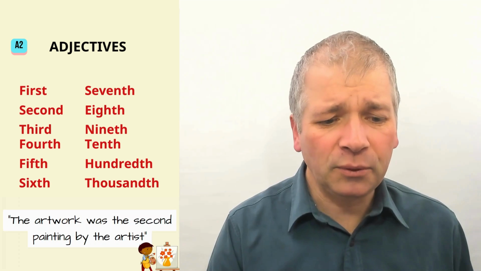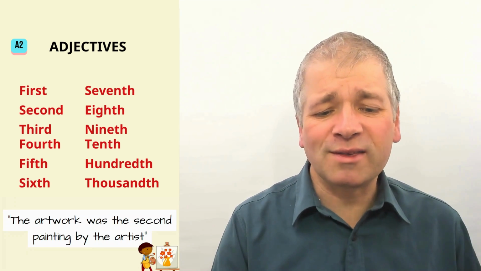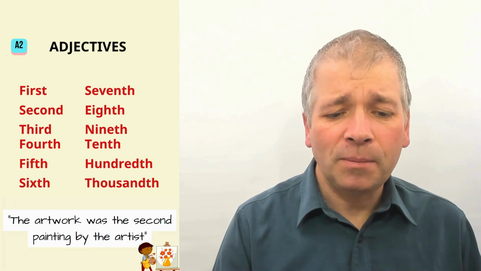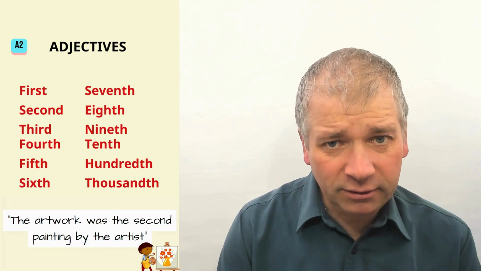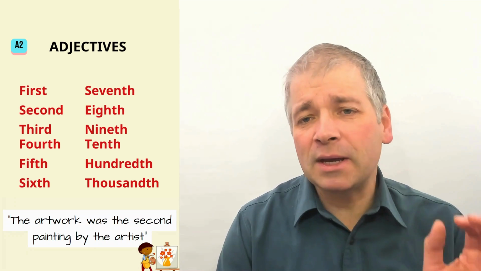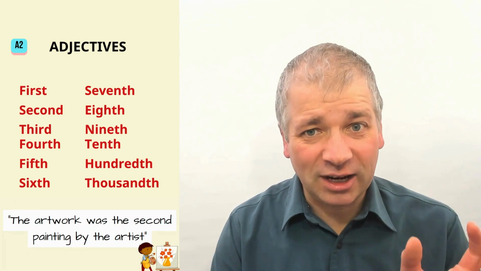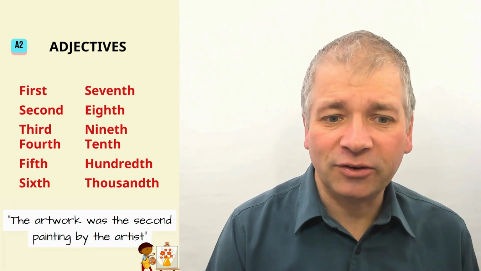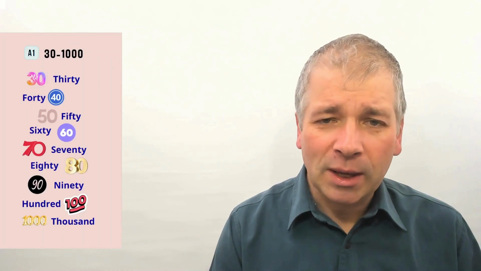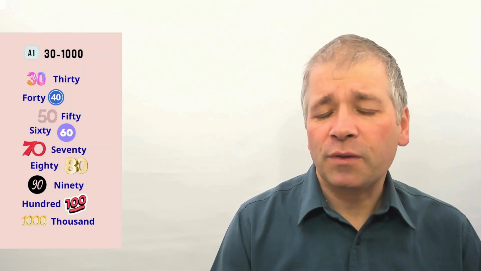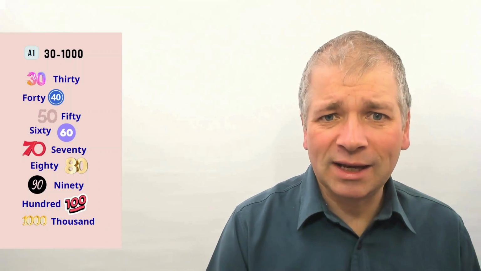Here's an example. The artwork was the 2nd painting by the artist. So here the word second is describing painting. So it's an adjective for the noun painting. Going bigger still, 30, 40, 50, 60, 70, 80, 90, 100, 1,000. Again, numbers that you probably come across quite early on in your English journey.